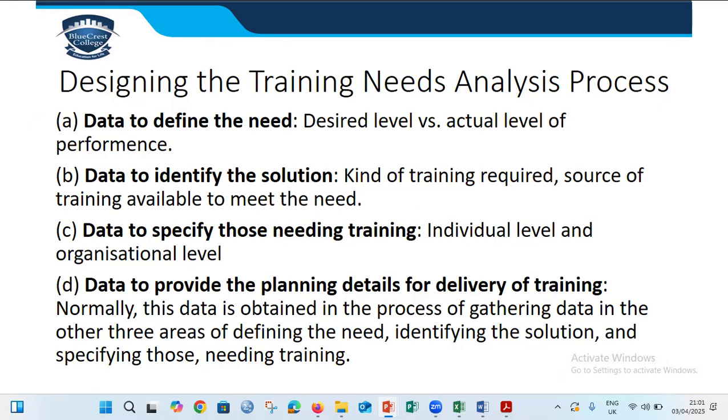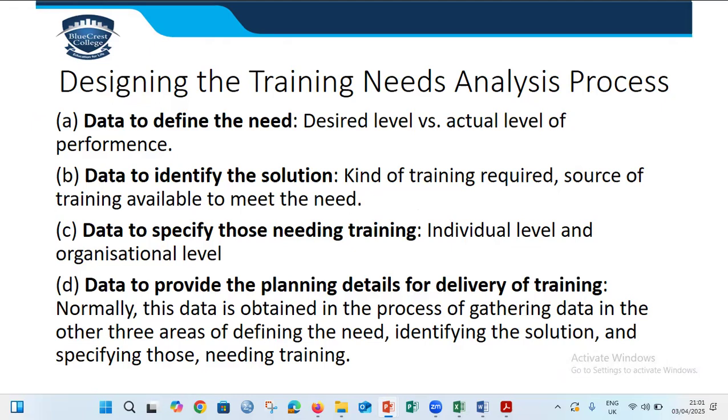Then you also need data that will help to identify the solution, right? So you have to come up with information on the kind of training that is required, the source of training that is available to meet the need that you have identified.